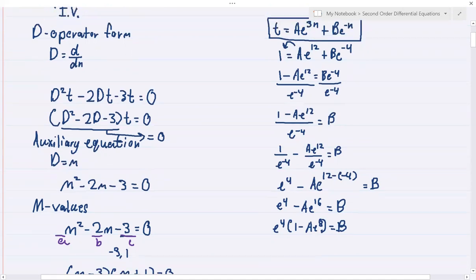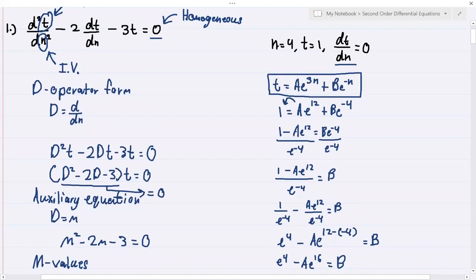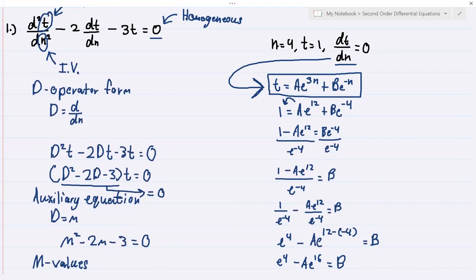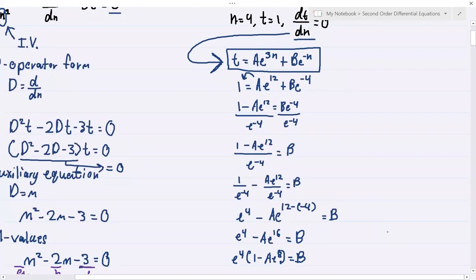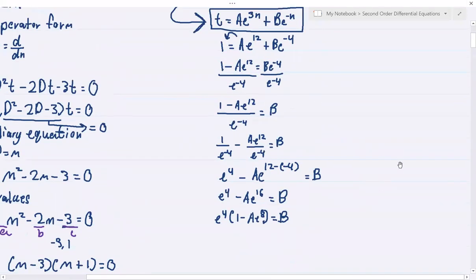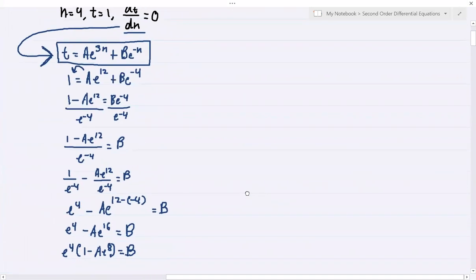But as you can see, we have a given of dT over dn is equal to 0. So it means we can have another equation if we get the derivative of our general solution. Once again, since we have a given of dT over dn, we can have another equation by simply getting the derivative of your general solution. I'm going to move a little bit to the right. Here, there we go.